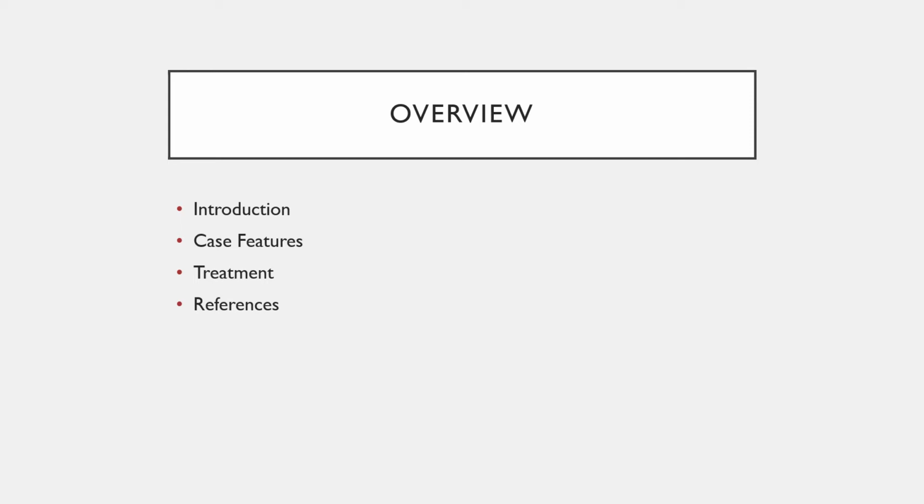So we're going to start with an introduction, just going over HIV, what it is, and then how that affects amputees and everything, and then we're going to get into our specific patient, his case features, how we chose to treat him, and then my references.